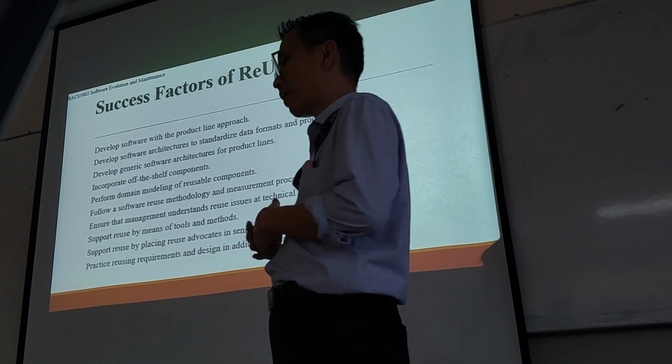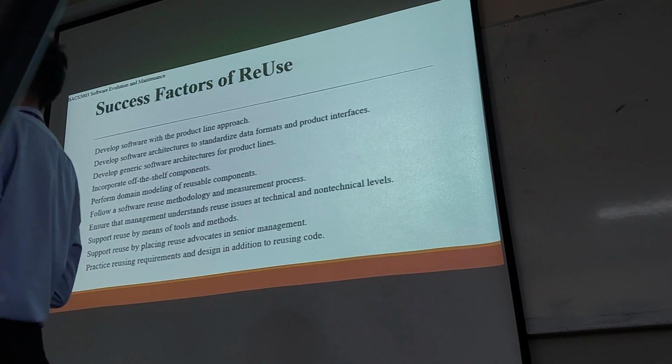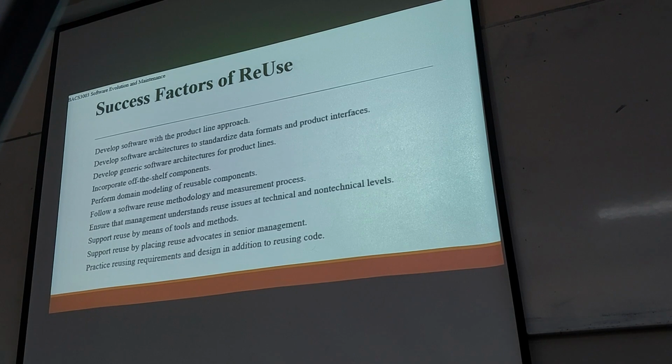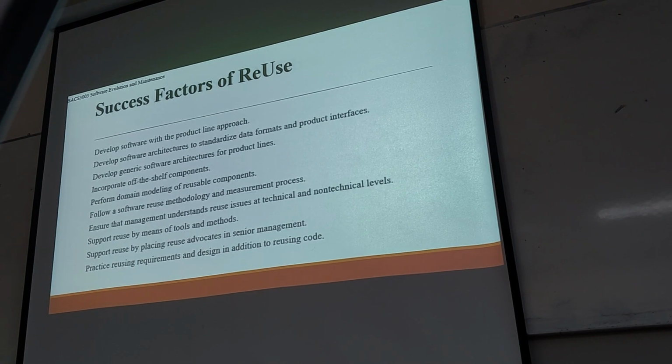Then if you want to develop a family of products, definitely you need to identify what kind of family of product, which domain you are intended for, and make sure that when you develop it, you have a generic architecture for all these items, so that you can have standardized characteristics. So develop architecture to standardize the data format and product interfaces. Develop generic software architecture for product lines.